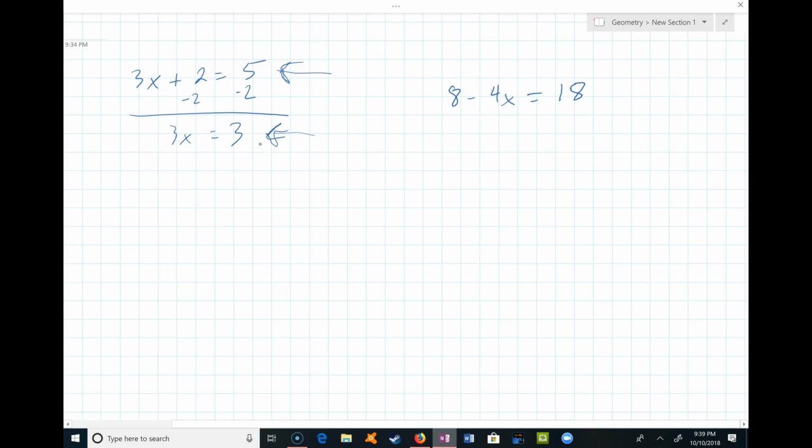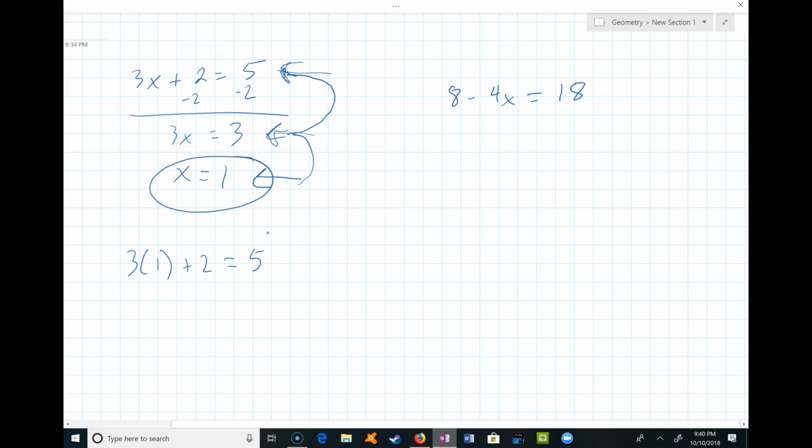In fact, we could go one step further and divide both sides by 3, and we end up with x equals 1. That is a very simple equation to solve, and it is still equivalent to that one, which is also equivalent to that one, which means the solutions are the same. So the answer would be x equals 1. That's the solution to that equation. And just to check, if you plug 1 in for x, what do we get? 3 times 1 is 3, plus 2 is 5. Sure enough, we get what we're supposed to get.